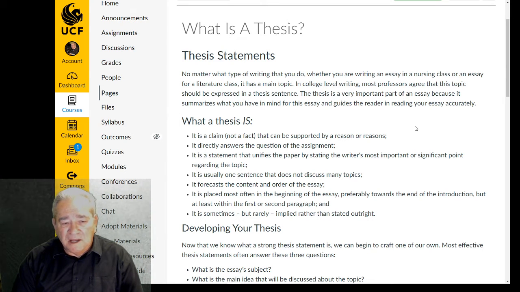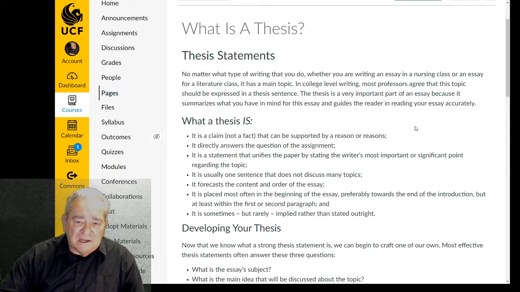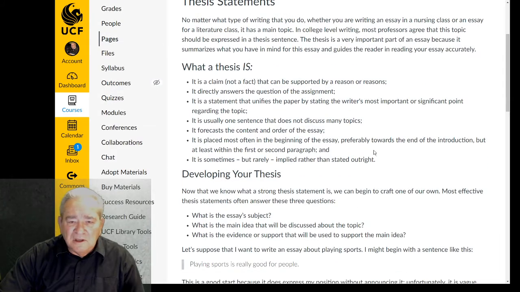Some of them I've seen with the thesis sentence in the first paragraph and some in the second paragraph. But one reason why it's usually placed toward the bottom of that paragraph is because the thesis itself also generally serves as a transition sentence that goes into the body of the paper. So this is the normal placement of that, in the first or second paragraph, toward the end of the paragraph.